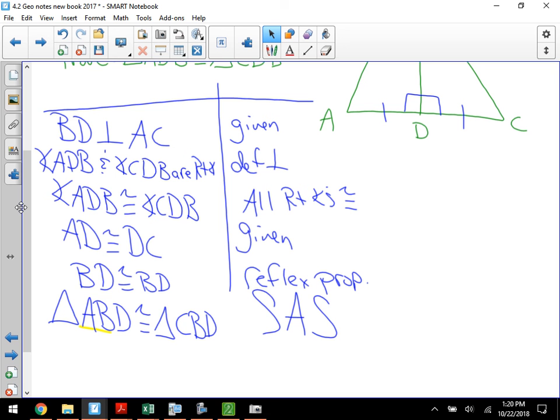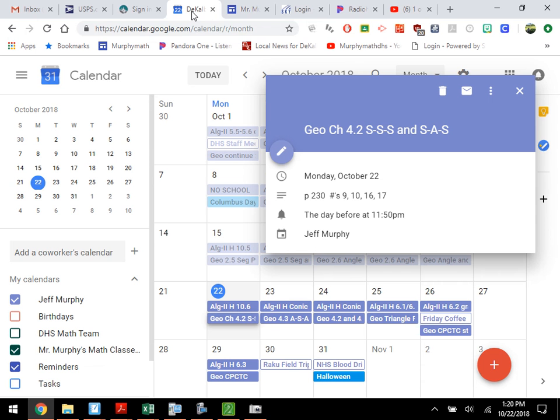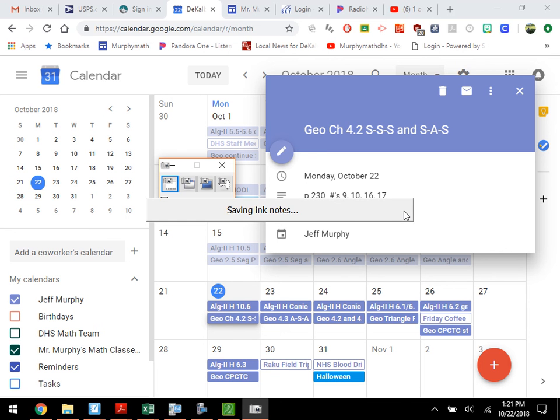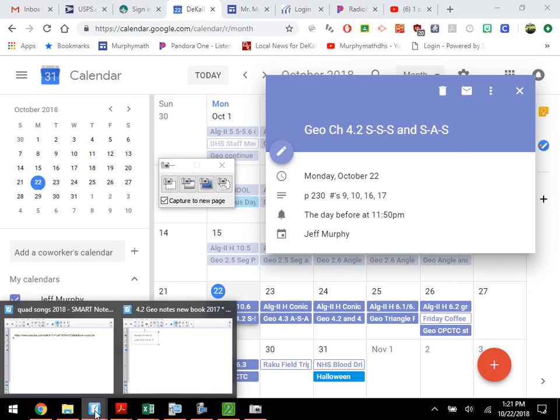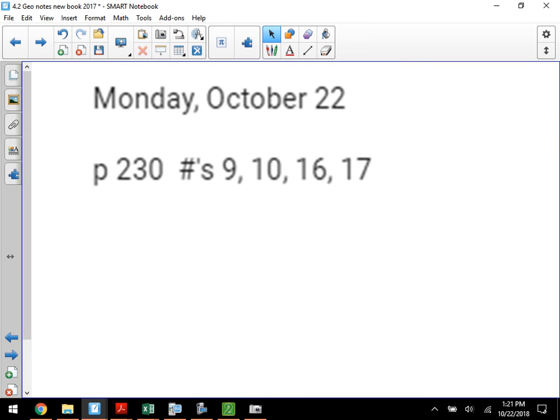I already posted the homework. It's on page 230, I believe. Yep, it's on page 230. There are 4 proofs for you to do. They're of this complexity. That's it. Nothing crazy. All right? You 9, 10, 16, and 17. They might be 5 or 6 steps.